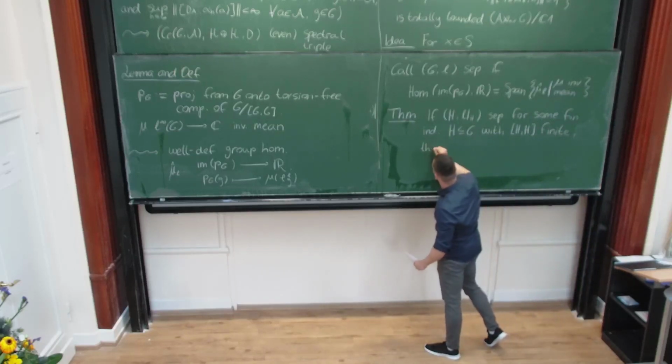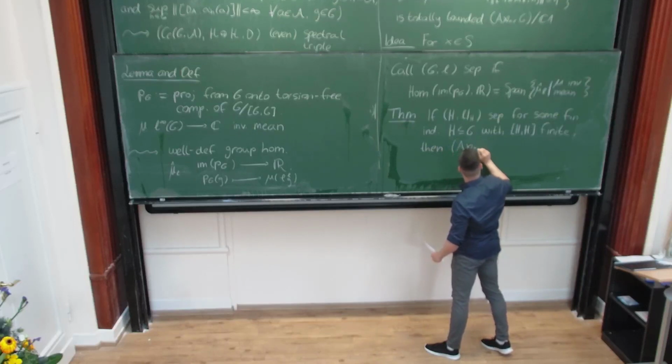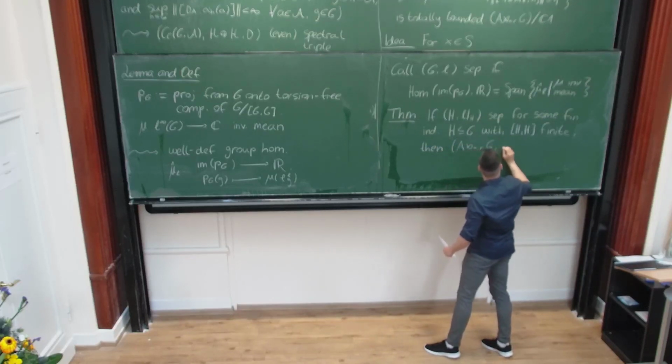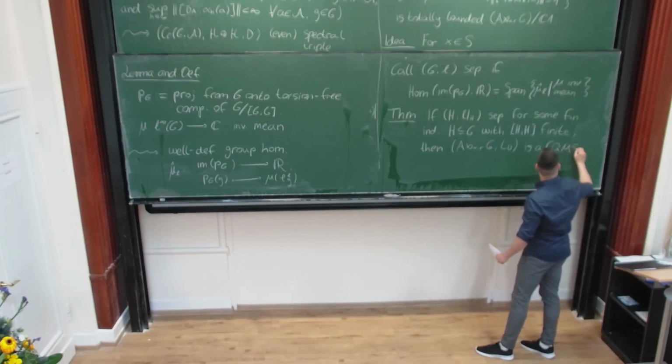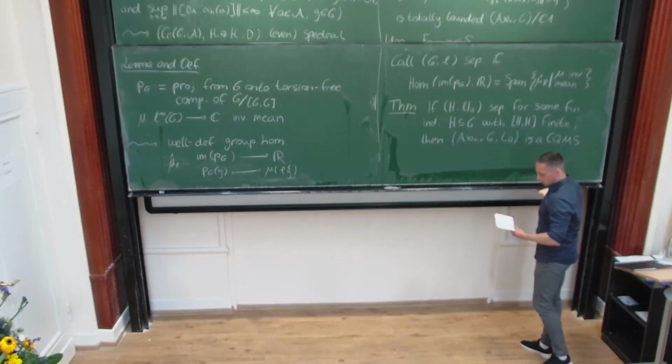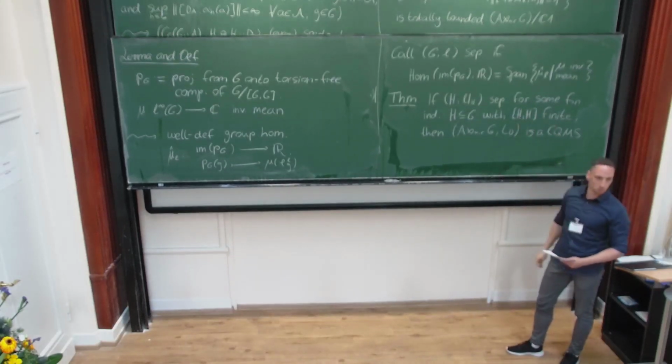Then this pair from before, so the cross-product system with this L, gives you a compact quantum metric space. So this is nice, right? So for these types of pairs, we can get compact quantum metric space structures.